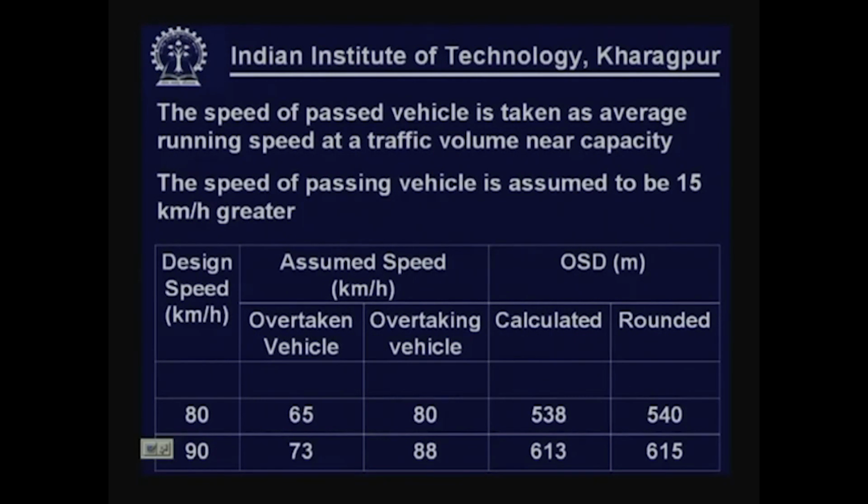Accordingly, once this average speed of overtaking vehicle is known, all the components d1, d2, d3, d4 can be calculated, because all of them are related to the average speed of overtaking vehicle. So, similarly these values are calculated. Say in this case it is 538. For design purpose, AASHTO recommends the value 540 after rounding this value. Similarly, for different other design speeds, the recommended OSD values have been calculated and are available in AASHTO guidelines.